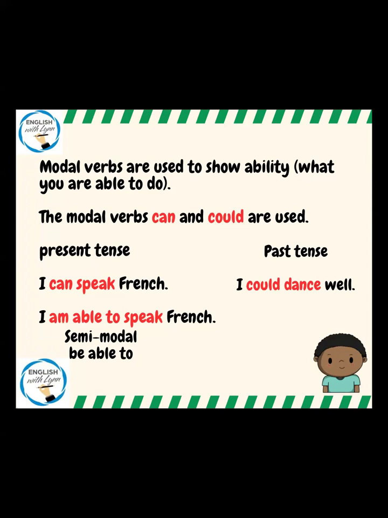And as well as saying I can speak French, I'm also able to use what we call a semi-modal. So I am able to speak. And this bit here, the red part, this is called either a verb phrase or a verb chain.